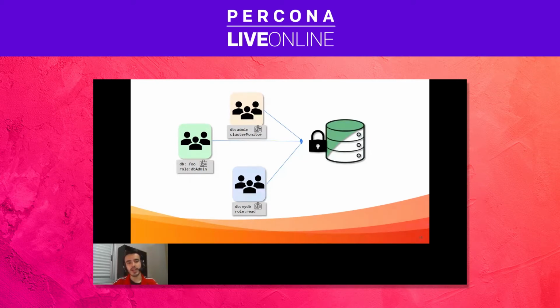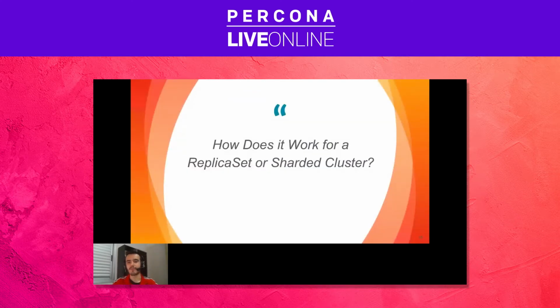The default authentication mechanism for clients and Mongo is SCRAM, which is basically user, password, and the database being authenticated against. But we have more authentication methods, as we will see in this presentation. So you might be thinking, how does it work for a replica set or a sharded cluster?